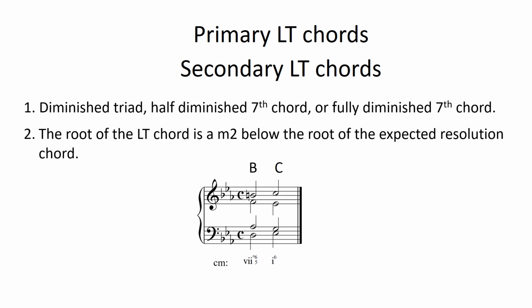The main difference between primary and secondary leading tone chords is that the secondary leading tone chord will involve at least one note that is foreign to the key. While the primary leading tone seventh chord does involve chromaticism, the raised scale degree 7, as you can see with the B natural in this example, that note falls within the harmonic minor scale and isn't considered foreign necessarily to the key of C minor.